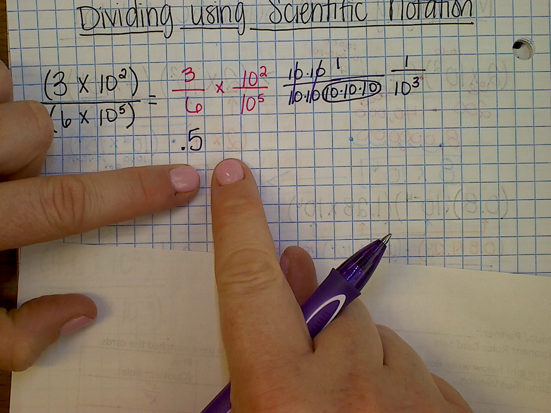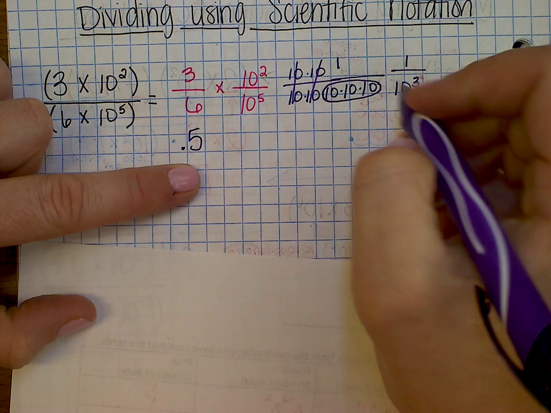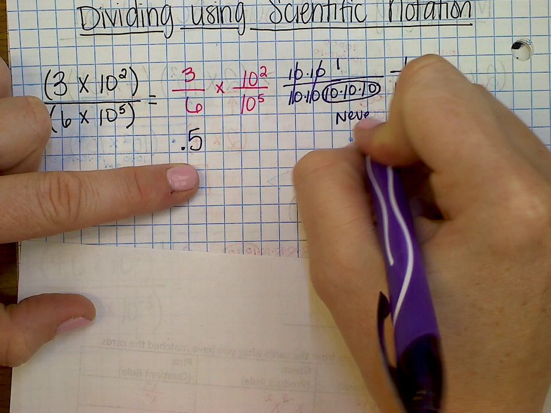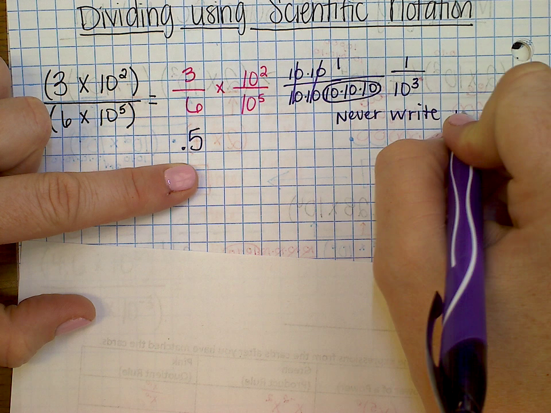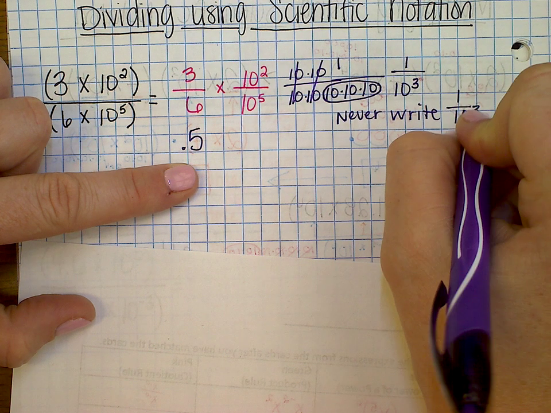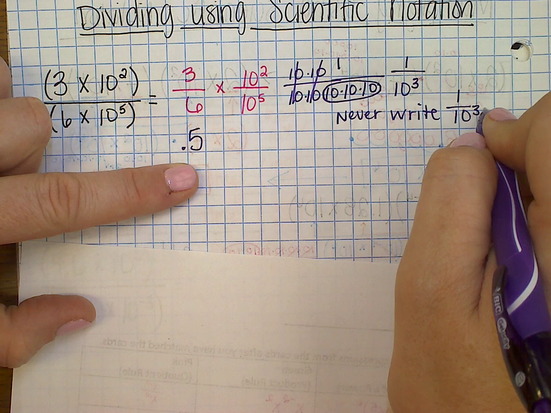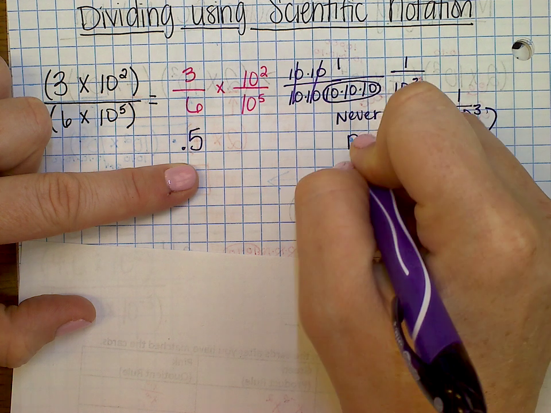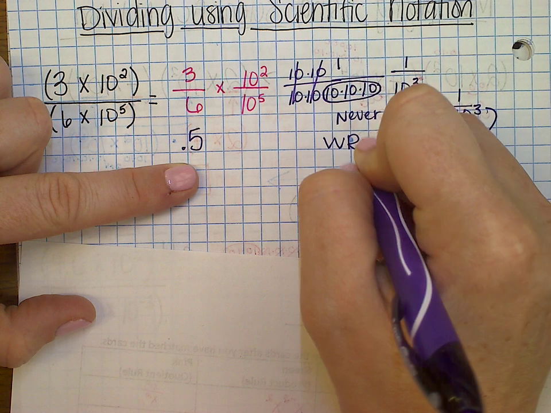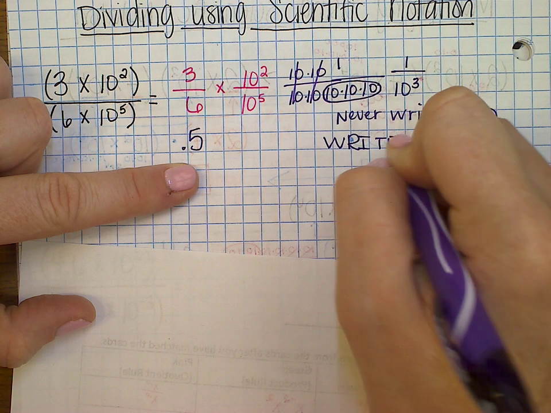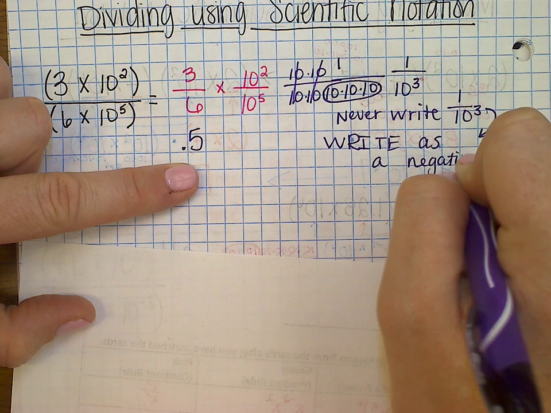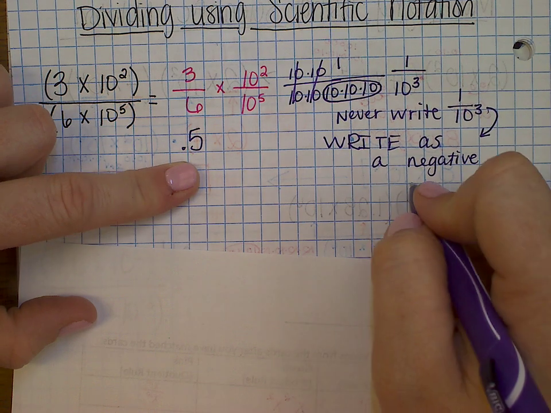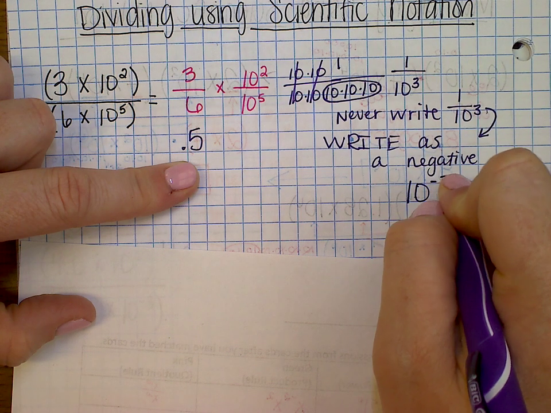But in this case, for scientific notation, we never write 1 over 10 cubed. We write it as a negative. So I would write it as 10 to the negative third.